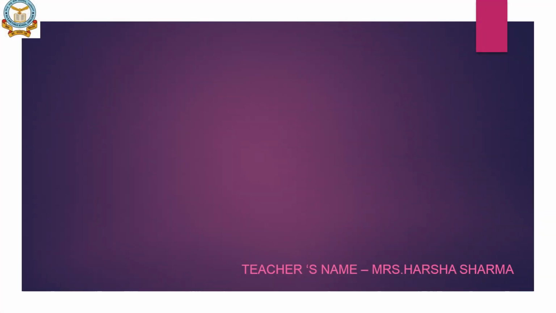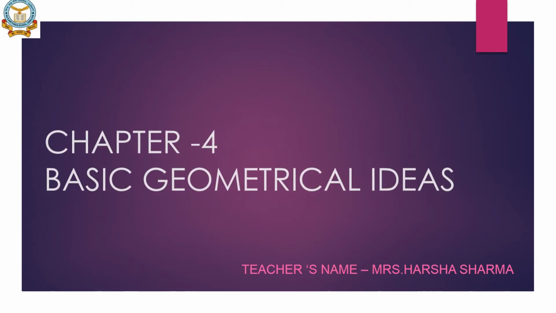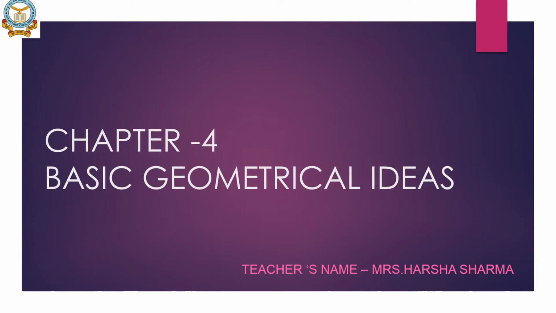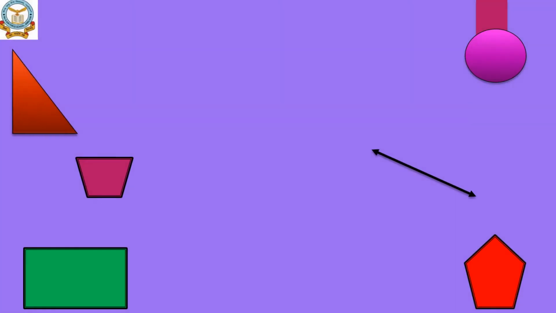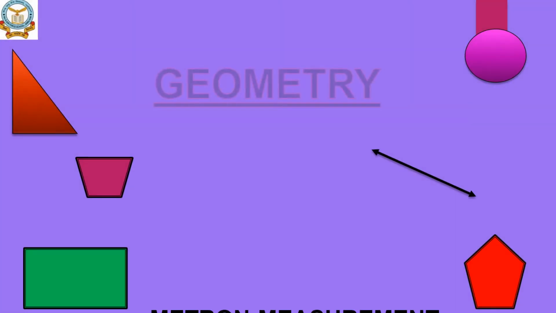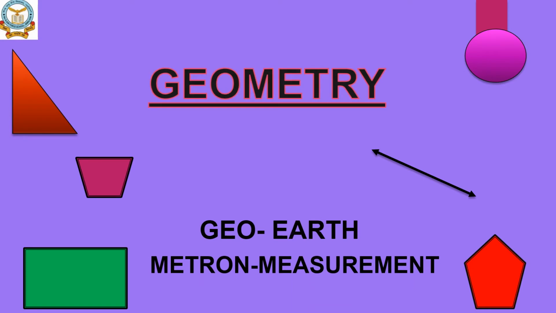Today we are going to start chapter number 4, Basic Geometrical Ideas. Geometry is a different branch of mathematics. The word geometry is derived from the Greek word geometrical. Geo means earth and metron means measurement.